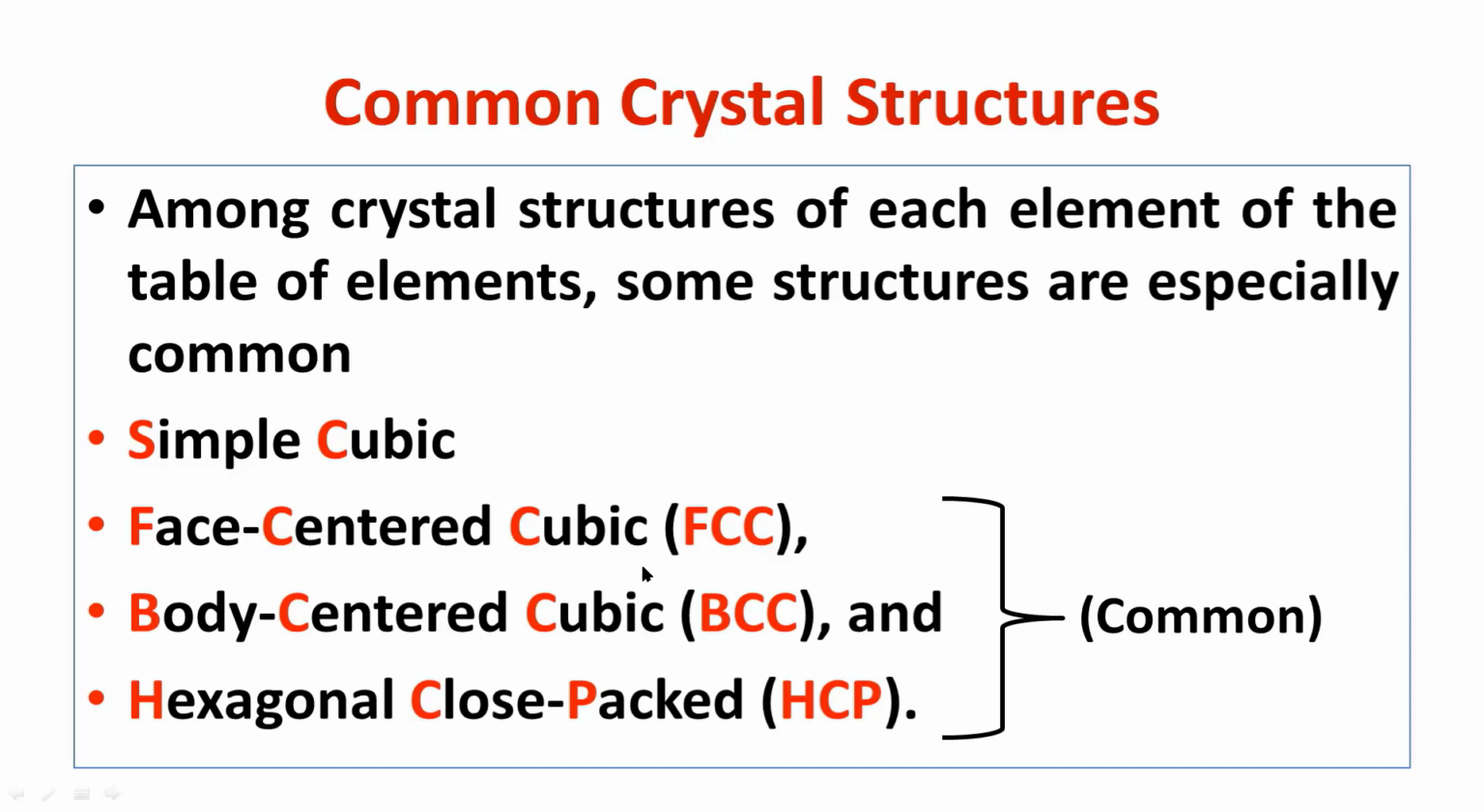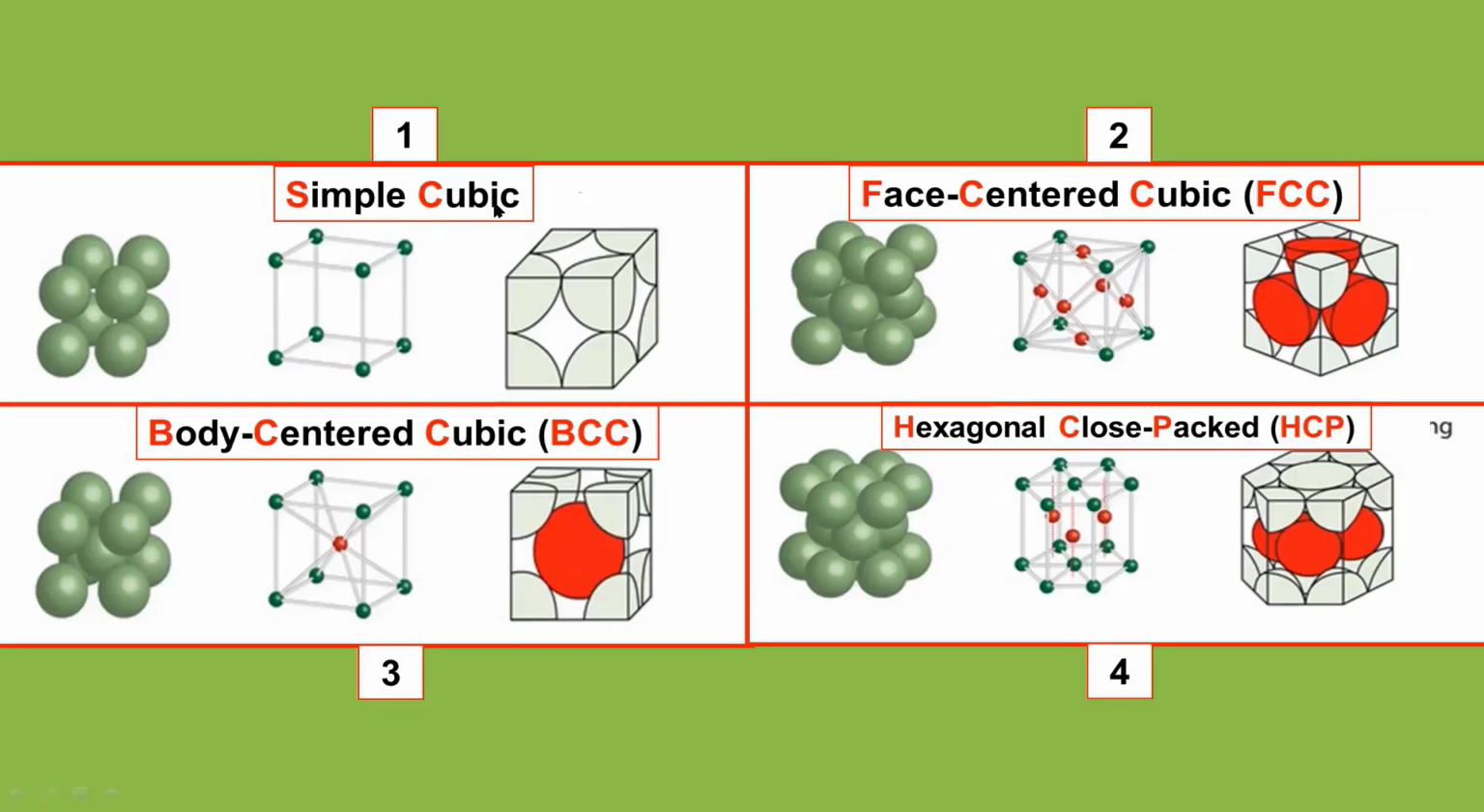Among them are face-centered cubic, which we call FCC in short. The other one is body-centered cubic, BCC in short. And the third one is hexagonal close-packed, HCP. Since the explanation of these three will be simplified if we first revise the simple cubic, four structures are listed here. This is the simple cubic.